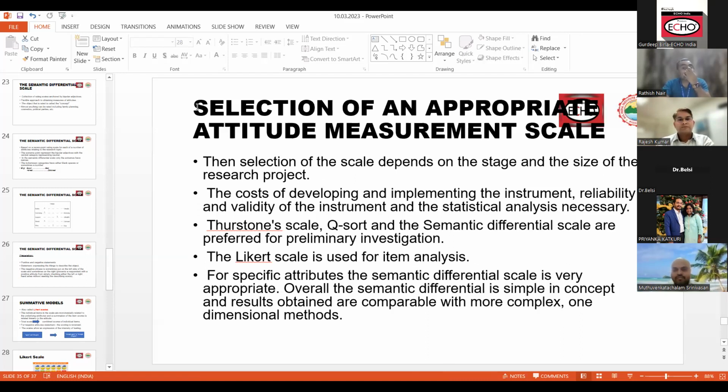To select an appropriate attitude measurement, I'm sorry.